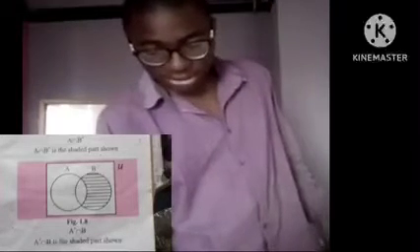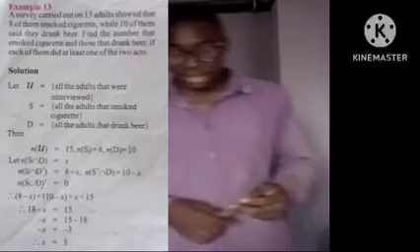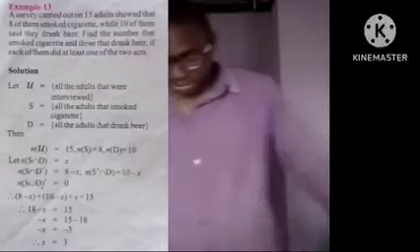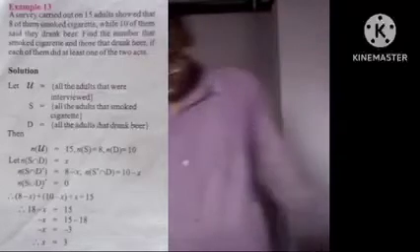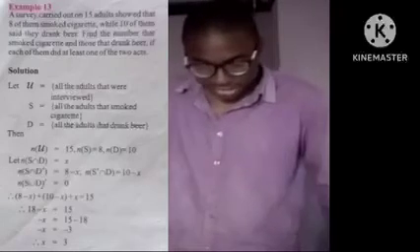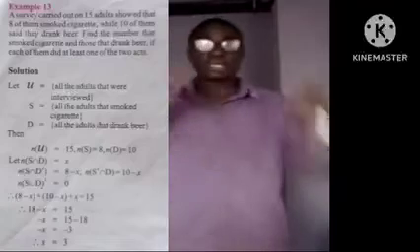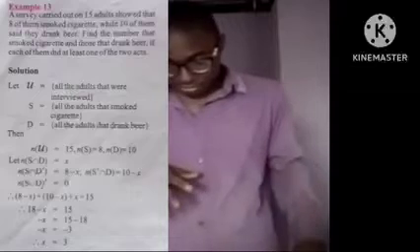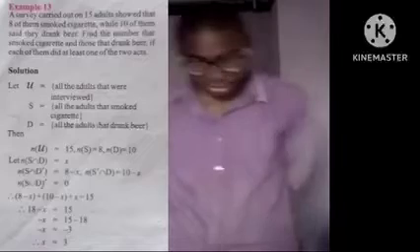We have a survey carried out on 15 adults that showed that 8 of them smoked cigarettes, while 10 of them said they drank beer. Find the number that smoked cigarettes and those that drank beer, if each of them did at least one of the 2 acts. So in this question shown on the screen, it was a survey carried out on 15 adults, right? And 8 of them smoked cigarettes, while 10 of them drank beer. We have to find the number that did both, if each of them did at least one of the 2 acts.